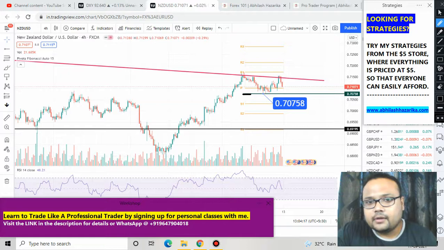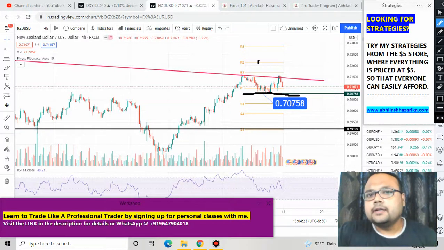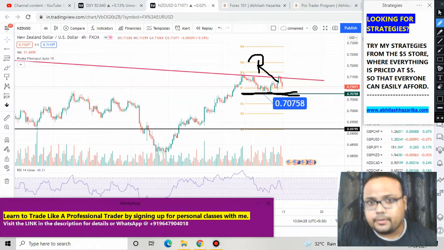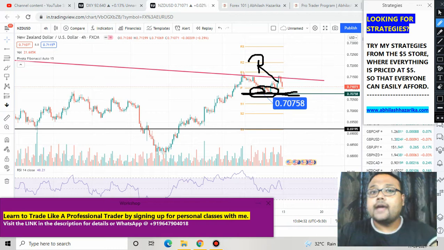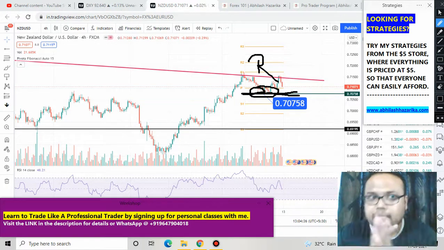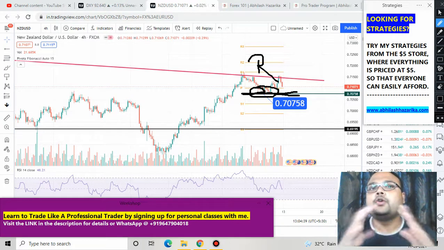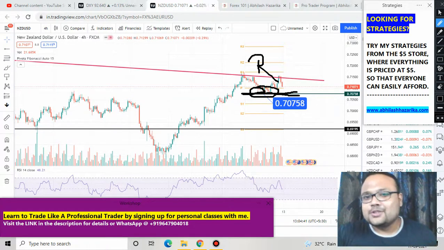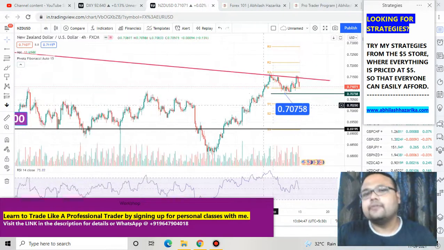Okay. And apart from this resistance, we also have a support at 0.7075. Unlike the resistance here, the support that we have here is not a strong one, because apart from this particular support, we do not have any proper logic or reasoning behind it. We do not have any concrete support here. This is a temporary support, and just keep in mind that it is not a very strong one.